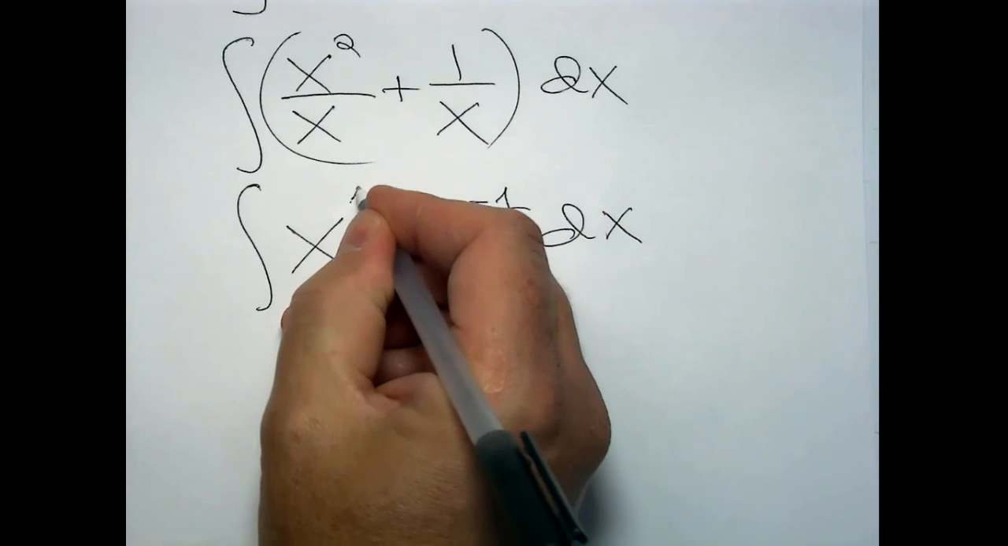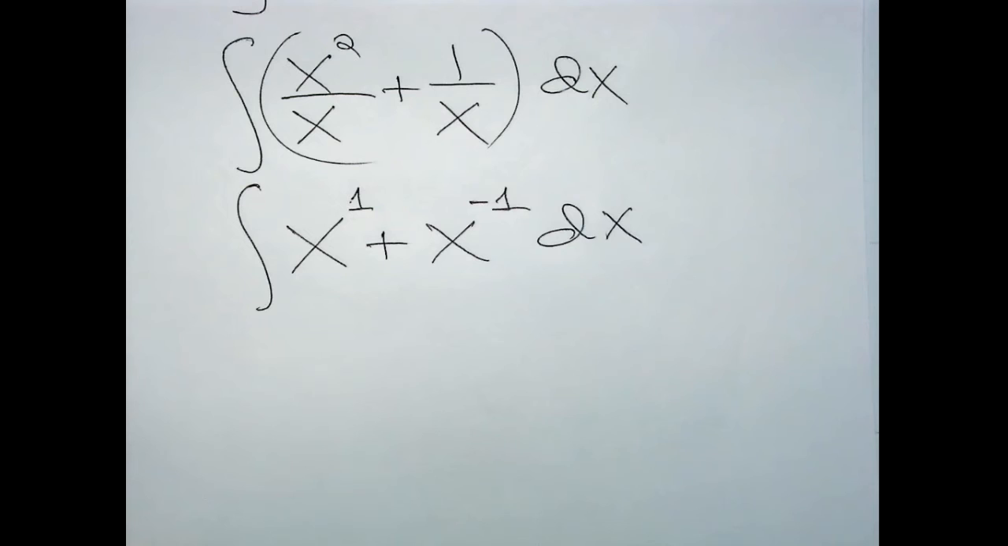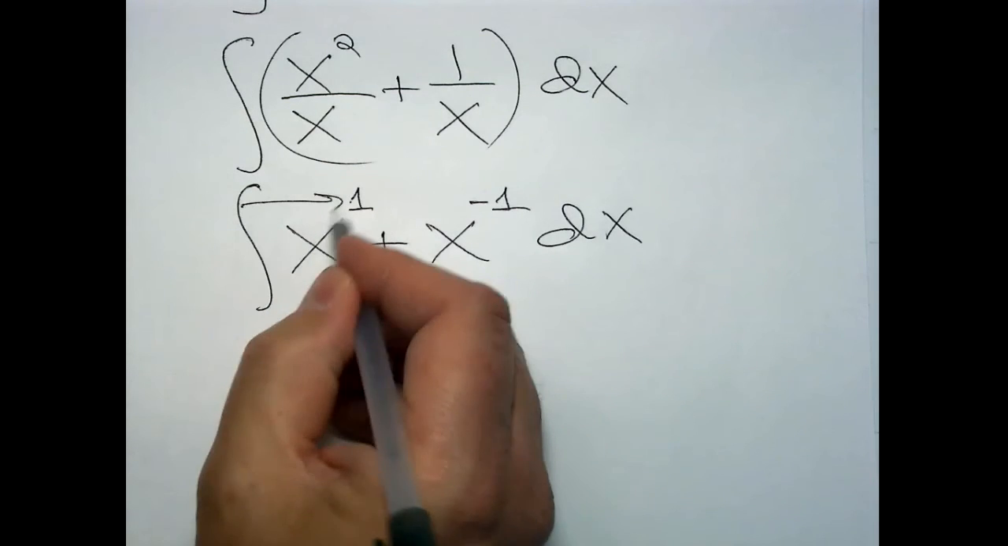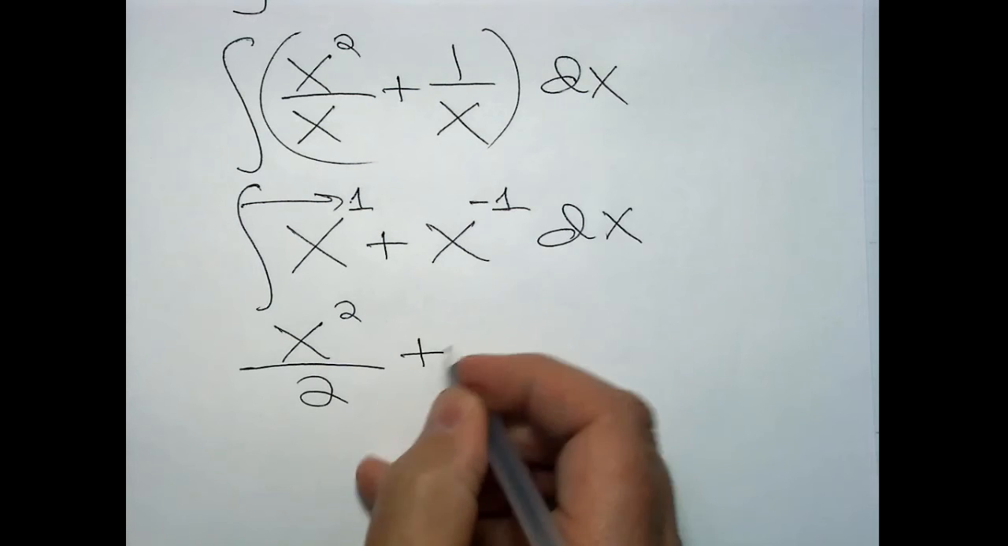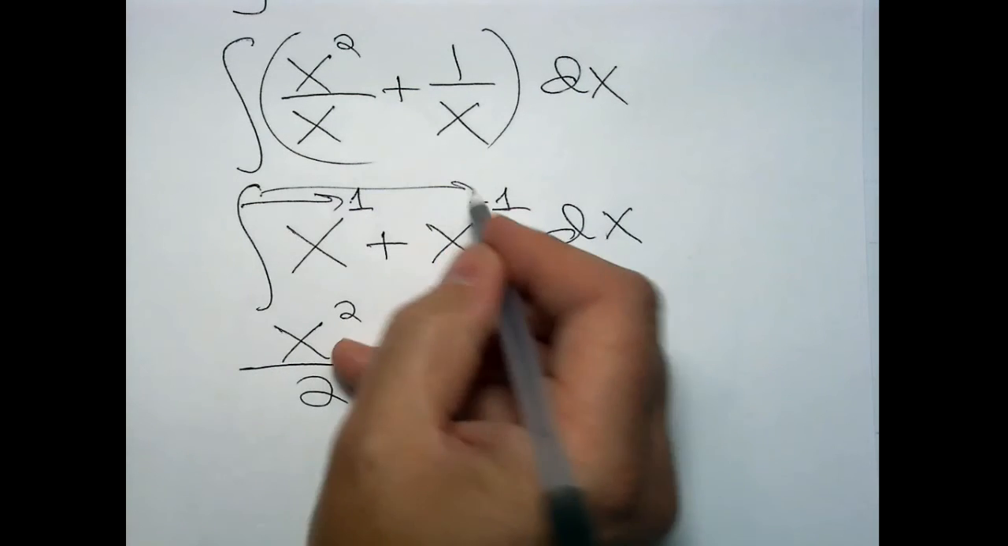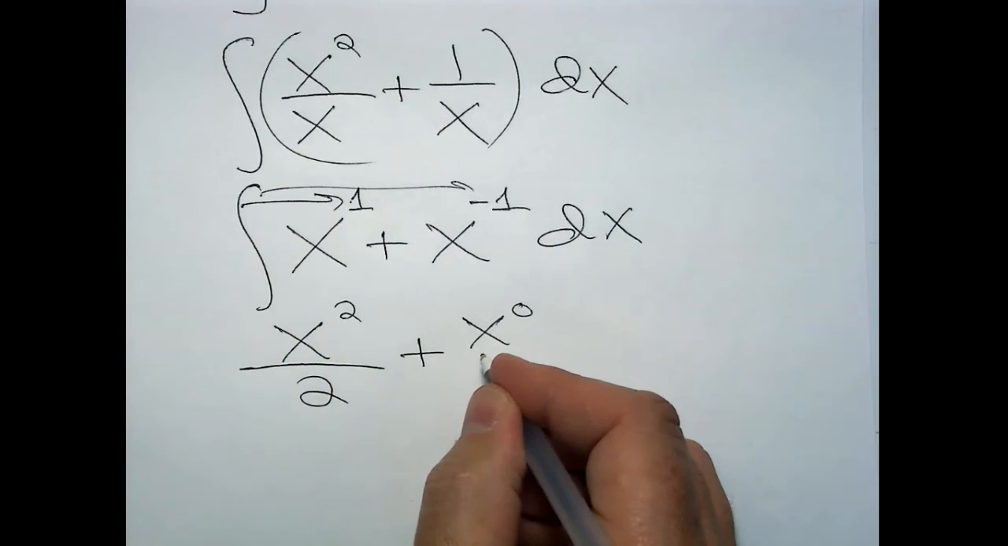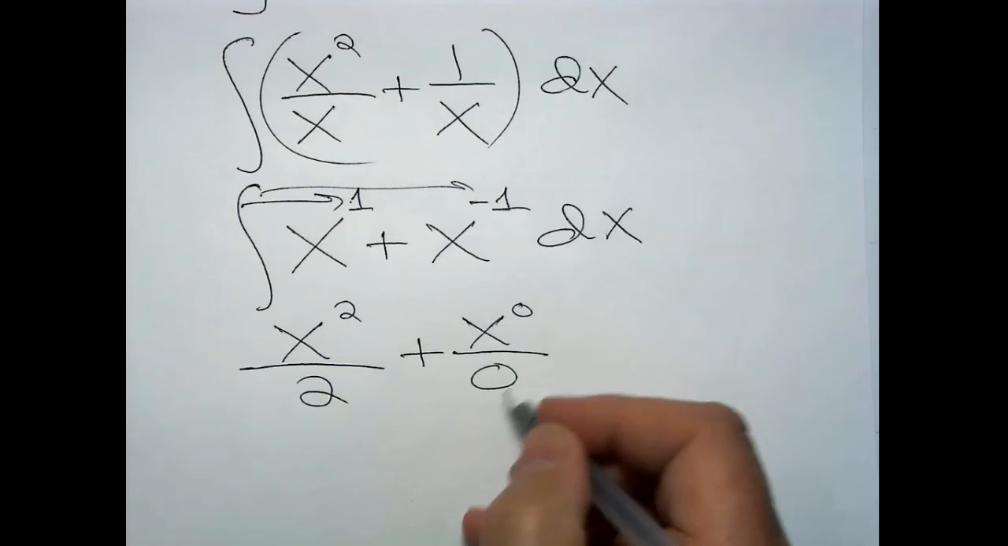Can we finish this up? Well, we can. We add 1 to the exponent. We divide by the new exponent. Over here, we add 1 to the exponent, and we divide by the new exponent.